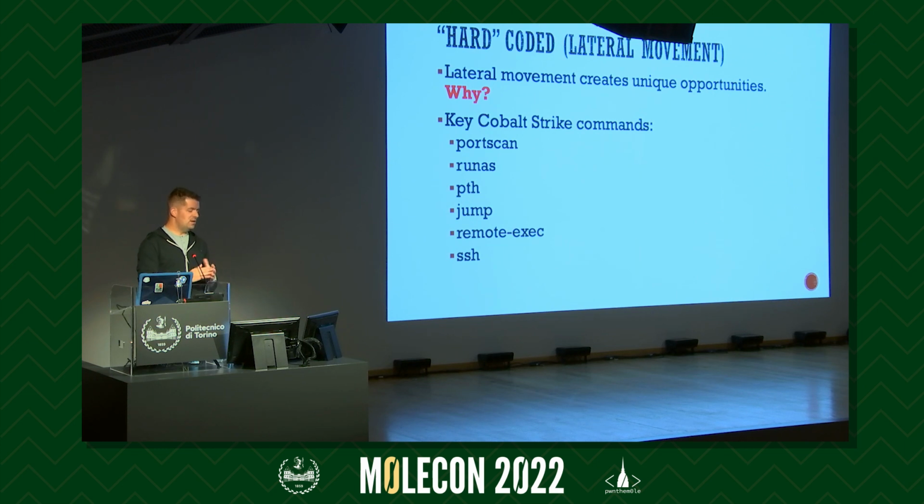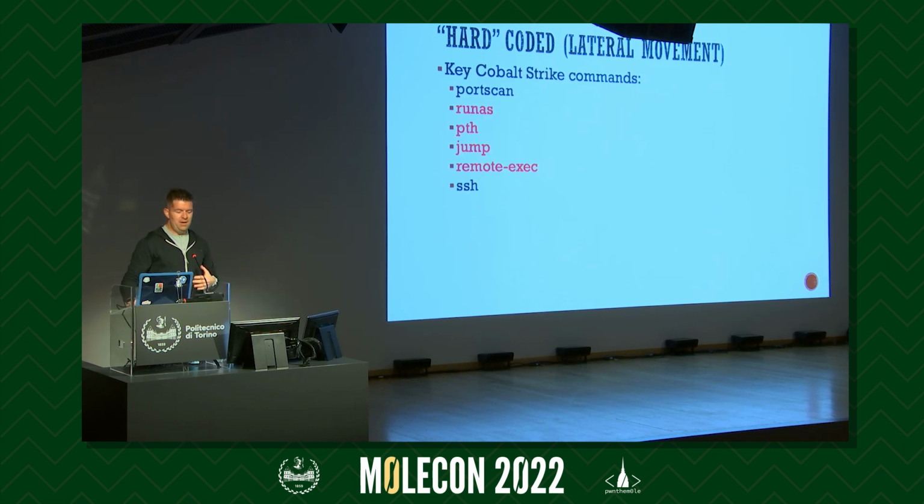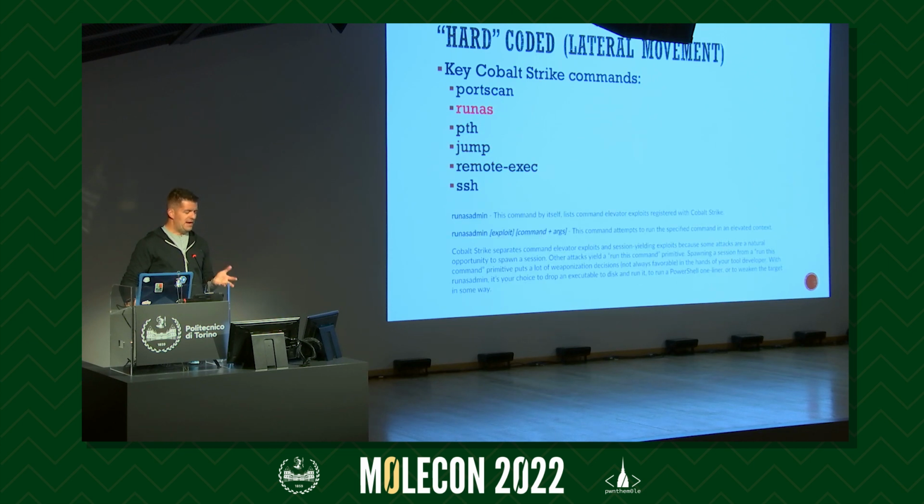Again, a few key commands that we'll see out of here. Port scanning, run as, pass the hash, jump, remote exec, and SSH are some sample Cobalt Strike commands that can be used. Remember, from an infrastructure perspective, we've already established persistence. This is an adversary issuing commands through a listener to a target system, telling it it wants to do a certain group of things. A few that I'm going to focus on and provide some screenshots for.